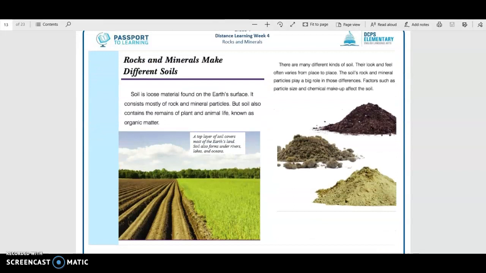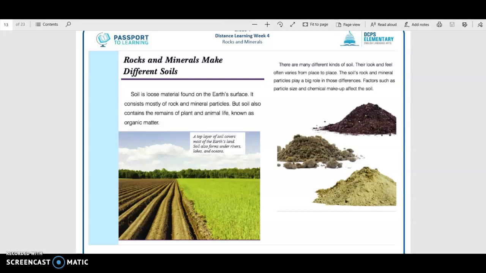Rocks and minerals make different soils. Soil is a loose material found on the Earth's surface. It consists mostly of rock and mineral particles, but soil also contains the minerals of plant and animal life, known as organic matter. A top layer of soil covers most of the Earth's land. Soil also forms under rivers, lakes, and oceans.